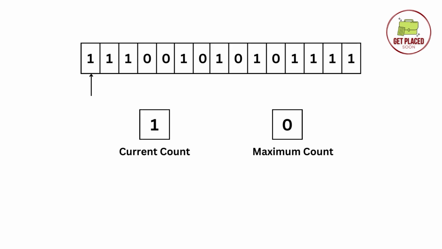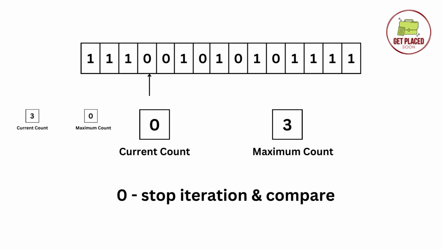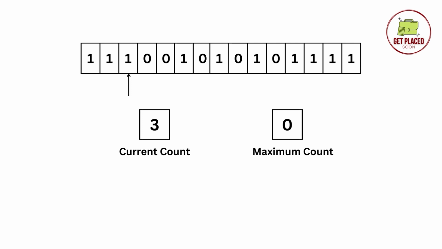So the first element here is 1. So the current count will be 1. We increment the count value here. The next element is 1, so we increment the current count, that is 2. The next element is also 1. We increment current count to 3. Now we encountered a 0. So the values before the 0 are current count 3 and maximum count 0.